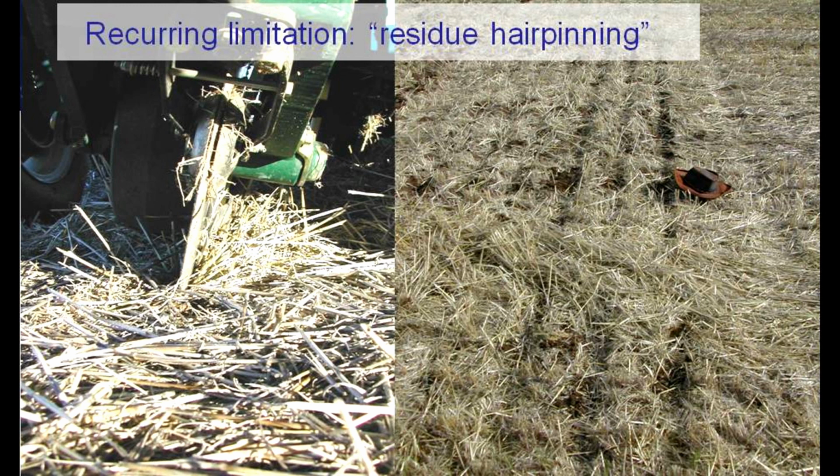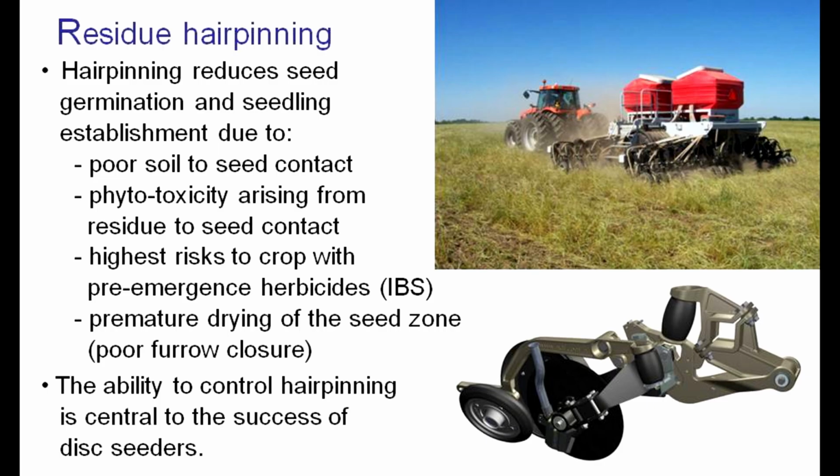However, there are also quite strong limitations of these seeders in this environment, and one of them is hairpinning. Hairpinning is when the residue is pushed by the disc into the furrow and not cut, and that creates a whole lot of different problems. It happens quite easily, subject to residue condition but also to machine capabilities. When the residue is matted, it's very hard to cut. You need a lot of weight, and that's where hairpinning occurs.